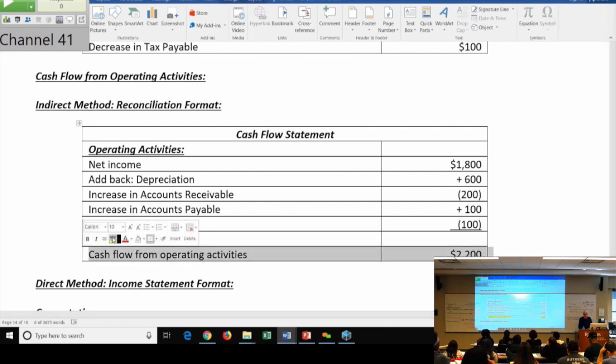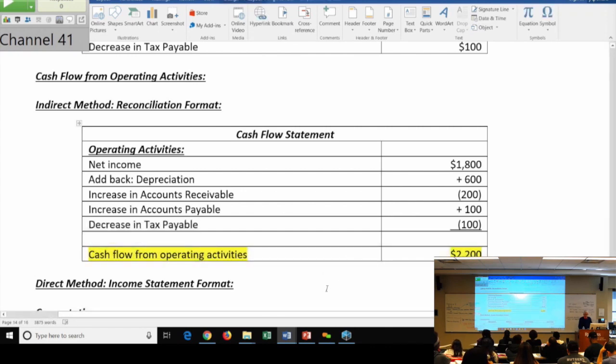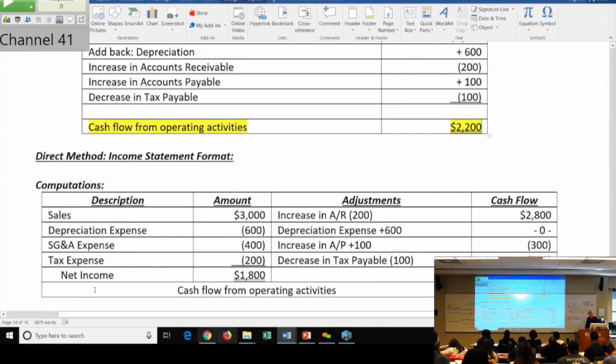Now, if I was doing this, and I'll take your questions in a minute, but if I wanted this on the direct basis, you notice you're going to make the same adjustments. The indirect is kind of vertical. The direct is sort of horizontal. Now, by the way, this is not a statement. A lot of you are going to see on your exam comments, well, that's not really a statement.